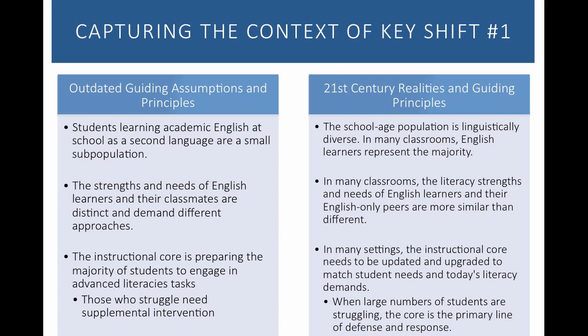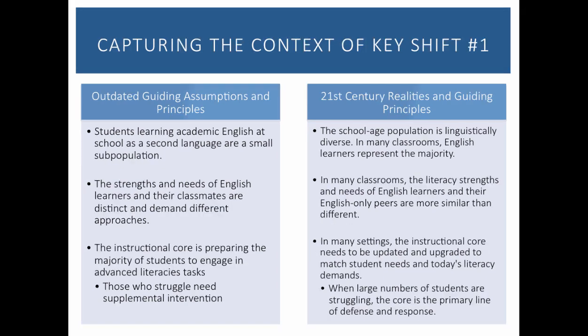Finally, a third guiding assumption that many schools we've worked with have been operating under, and which prevents their movement towards Key Shift 1, is this notion that the instructional core is in fact preparing the majority of students to engage in advanced literacies, and that it's in fact a small population of those that are struggling and need supplemental intervention.